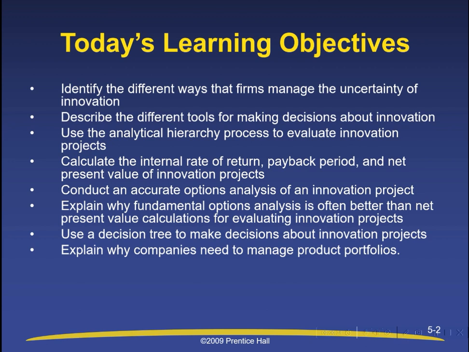Today's learning objectives: identify the different ways that firms manage the uncertainty of innovation, describe the different tools for making decisions about innovation, use the analytical hierarchy process to evaluate innovation projects, calculate the internal rate of return, payback period, and net present value of innovation projects, conduct an accurate options analysis of an innovation project, explain why fundamental options analysis is often better than net present value calculations for evaluating innovation projects, use a decision tree to make decisions about innovation projects, and explain why companies need to manage product portfolios.